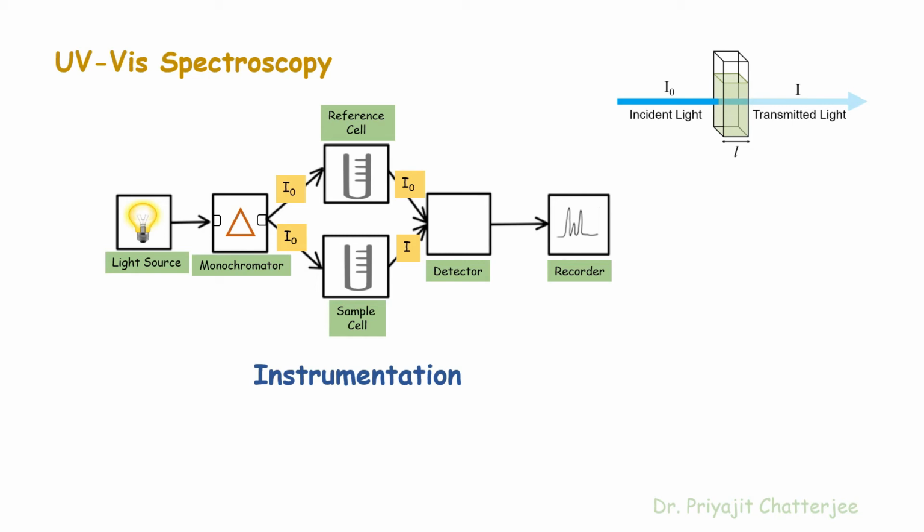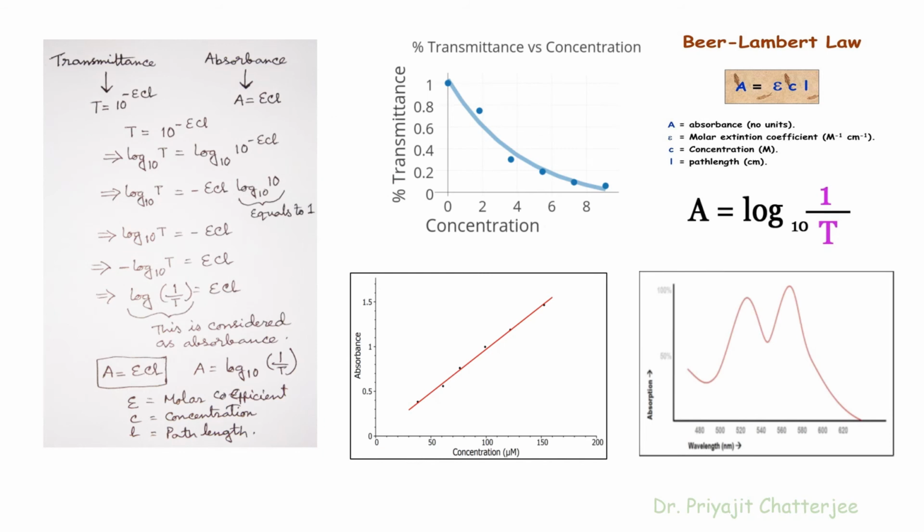Now the next component of the instrument is the detector, which calculates the ratio of the transmitted light emerged from the reference cell and the sample cell. Then the value will be sent to the recorder. Then the recorder generates a reading in the form of absorbance. Observing this reading, we can interpret the concentration of the sample and the absorbance value. Now it is clear that the detector detects the transmittance, but the recorder gives the value of absorbance.